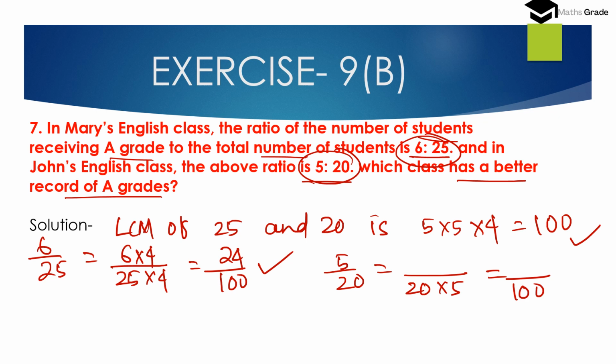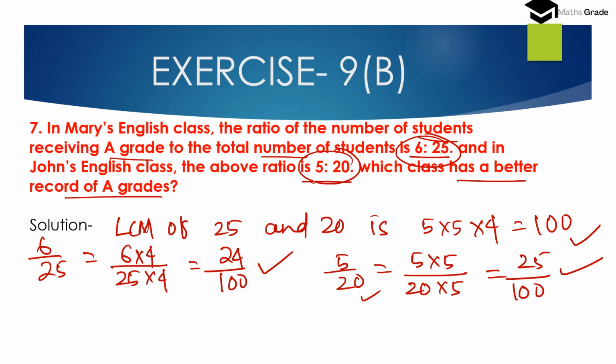So we have to multiply the same number 5 with the antecedent 5. 5 multiplied by 5 is 25. Now we get 25 divided by 100, which is the equivalent ratio of 5 divided by 20. Now in this ratio, 24 divided by 100 and 25 divided by 100, both have the consequent equal, that is 100.